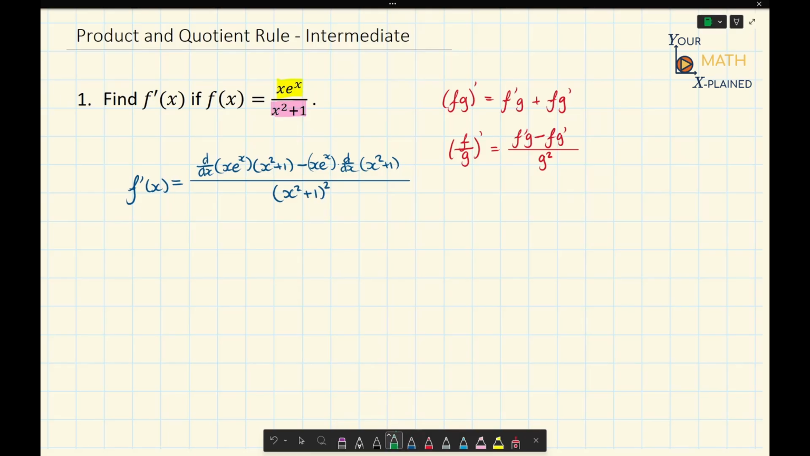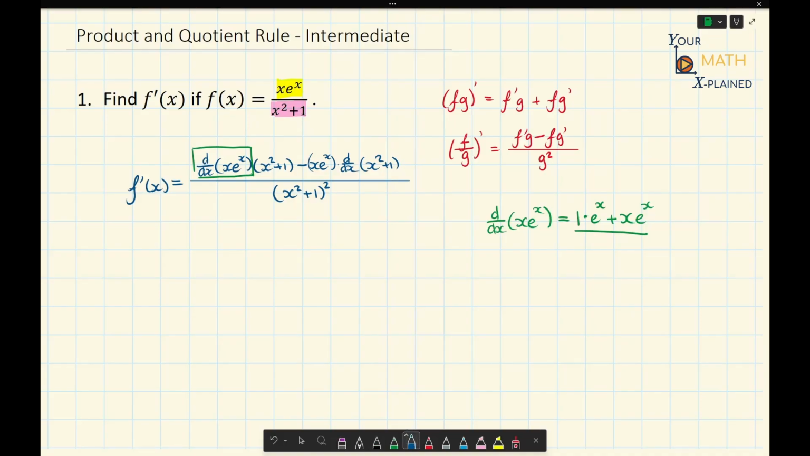So now, notice how we need to apply the product rule to this one over here. So if you want, you can actually do that on the side. So d by dx of x times e to the x, that is going to be equal to, using our product rule, we're going to have the derivative of x, which is 1, times e to the x. And then we're going to add x times the derivative of e to the x, which is still e to the x. So now we can take this and substitute it back in.